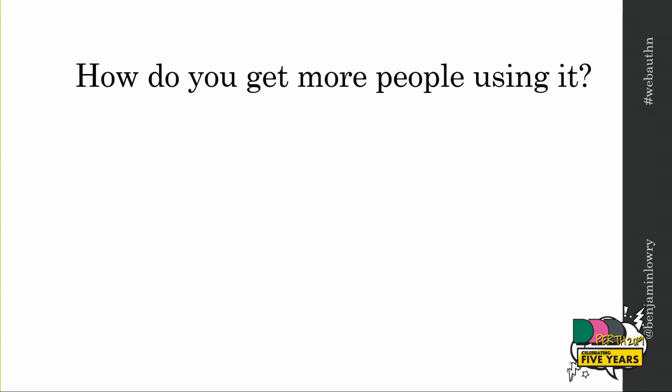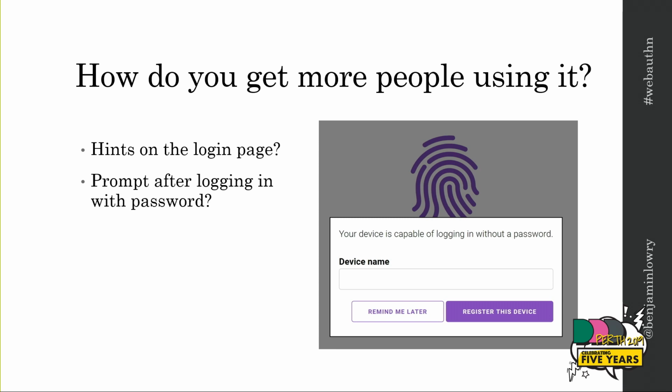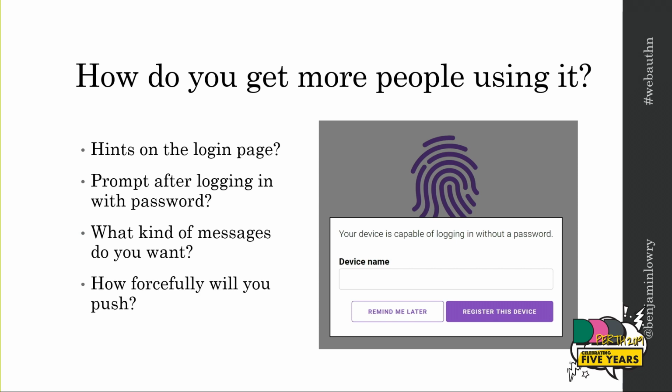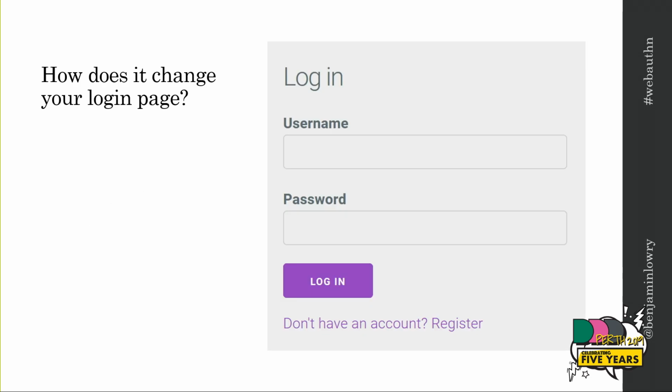You've also got your existing users to think about. So how do you get them to start using it? Well, for example, you could put some hints on the login page. Maybe you have a prompt that users see after they've logged in, saying your device is capable of logging in without a password, and asking if they want to register it. And then you've got things like deciding what kind of messages you want to display, or how forcefully you want to push people into signing up for this new thing. I guess it's all about considering what your users do, and you can have analytics and those kind of things to decide as well. It's also probably going to change your login page if you're going passwordless.